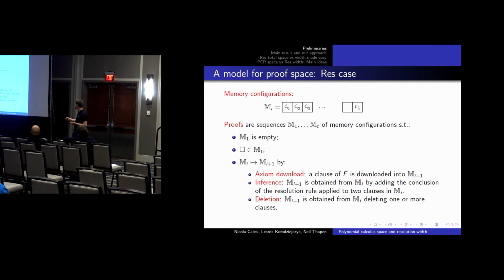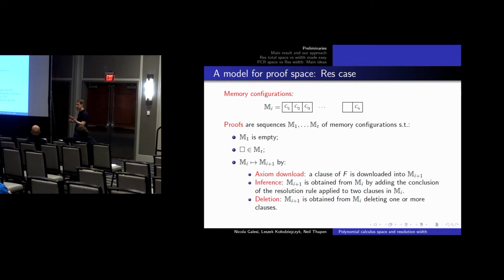This will be a bunch of clauses. Okay, and we start with the board wiped out, empty and clean. We end with contradiction on the board, like the final result. And then at every point in time, what can we do to move from time i to time i plus 1?